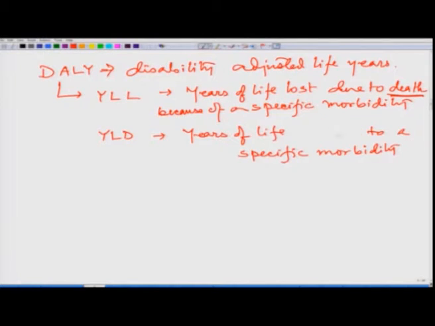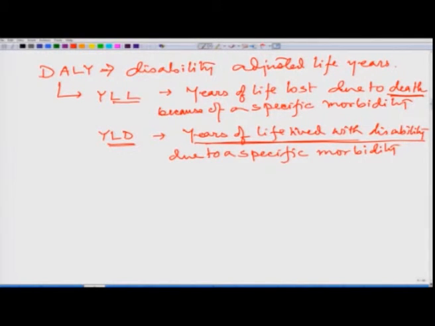Sorry, YLD is years of life lived with disability due to a specific morbidity. So this is years of life lived with disability, that's also not desired, and years of life lost due to the death.